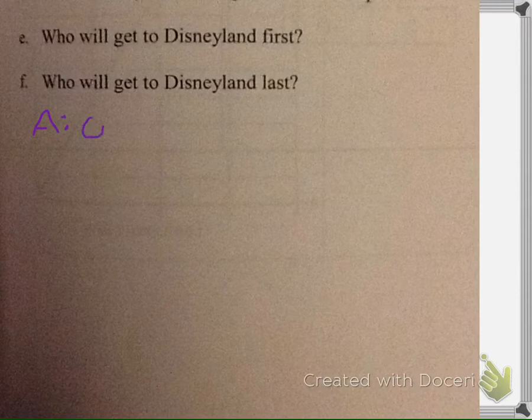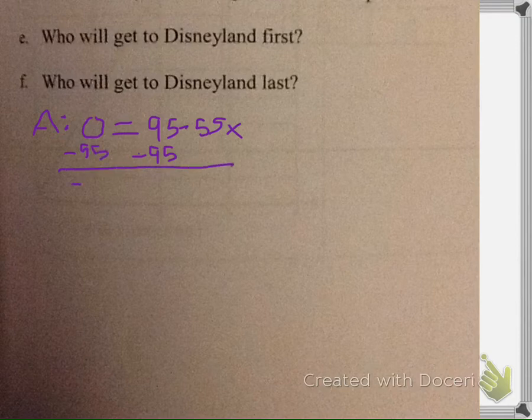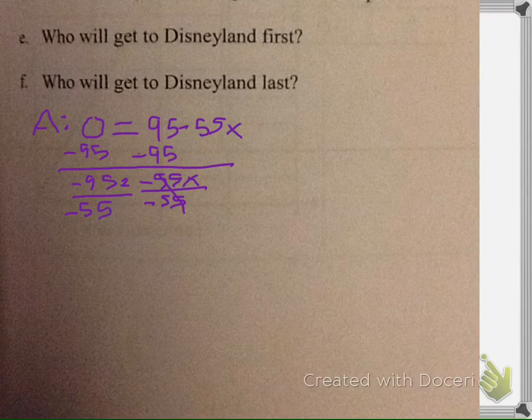In their equation, I'm going to substitute y for 0, so 0 equals 95 minus 55x. Now I'm going to solve for x. I need to subtract 95 on both sides. I end up with negative 95 equals negative 55x. Now I need to divide by negative 55 on both sides, and I end up with 1.72 equals x. So it takes them 1.72 hours to get to Disneyland for family A.